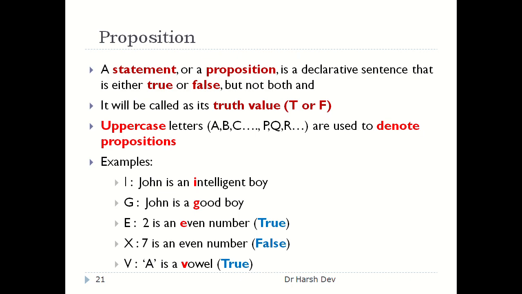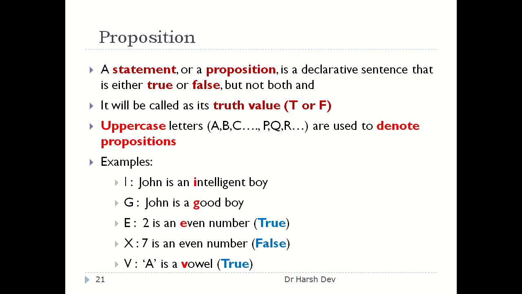For example, suppose there is a statement given, John is an intelligent boy. How can I convert it into a symbolic form? I can take any symbol from these. Suppose I have taken I. So capital I is a symbolic representation of this entire statement. Similarly, John is a good boy, so I can say that it is G symbolically. 2 is an even number, so it is definitely true, so I can take E as a symbol for representing the statement 2 is an even number. Similarly, X is an even number, and A is a vowel, so I can take V as a statement to say that A is a vowel.